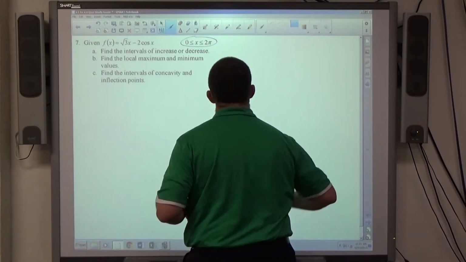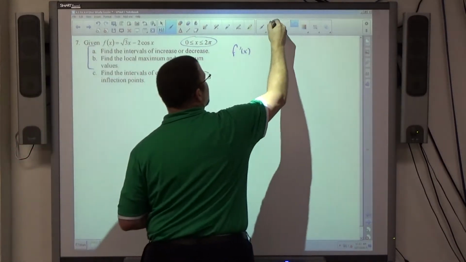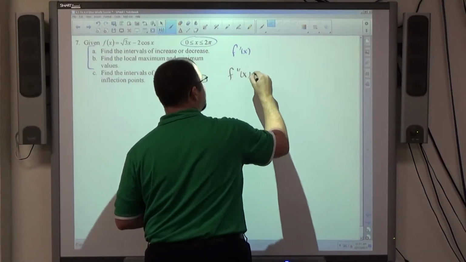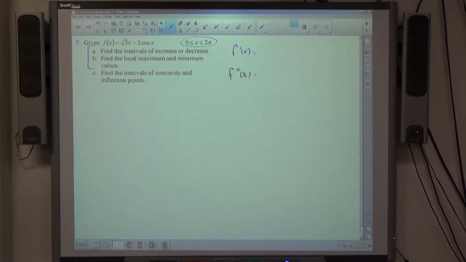So f prime of x equals something. That answers questions A and B. F double prime of x equals something. Be careful with square roots and don't freak out or make it seem like it's more difficult because there's a square root in it.